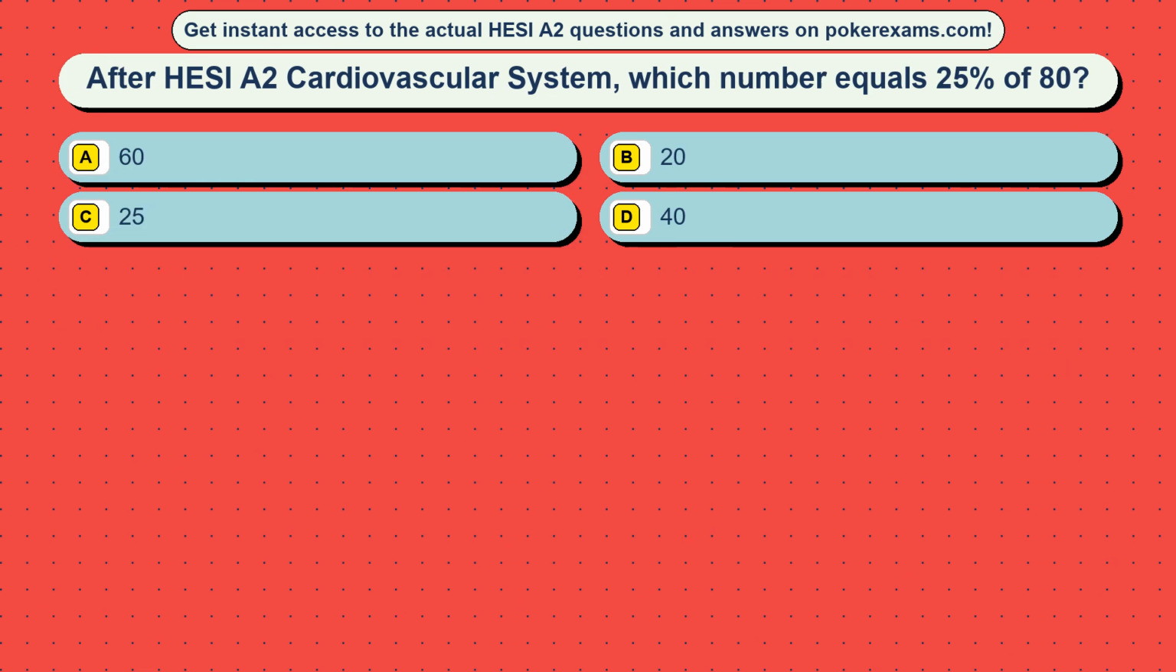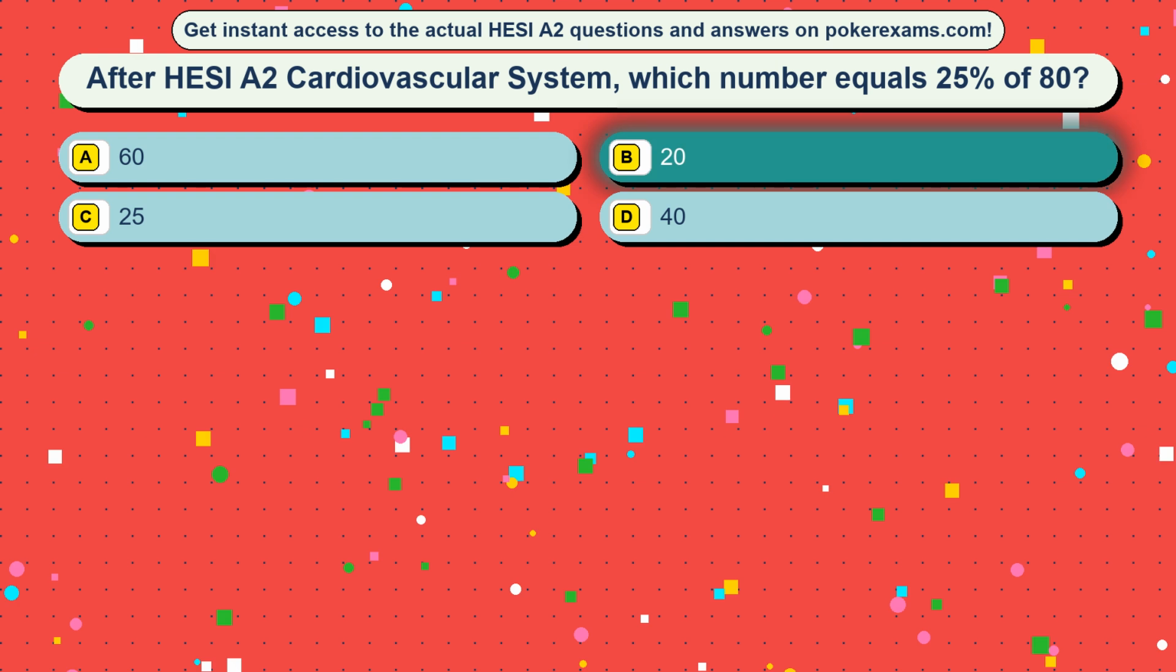Question 16. After HESI A2 cardiovascular system, which number equals 25% of 80? Option A, 60. Option B, 20. Option C, 25. Option D, 40. The correct answer is option B, 20.